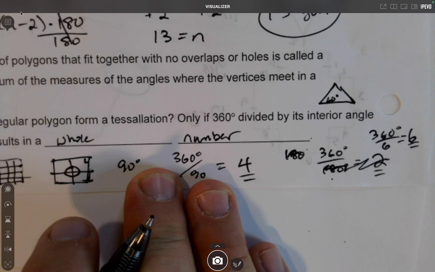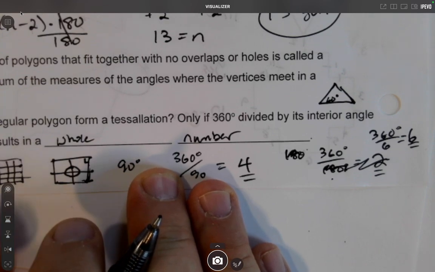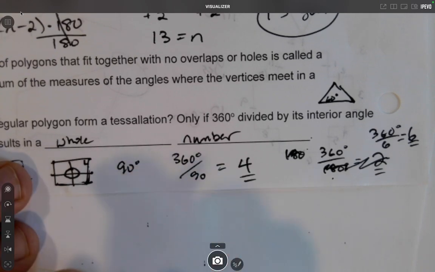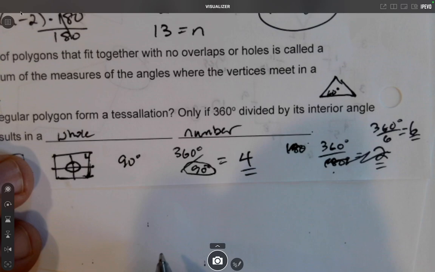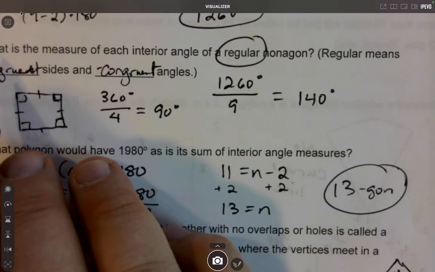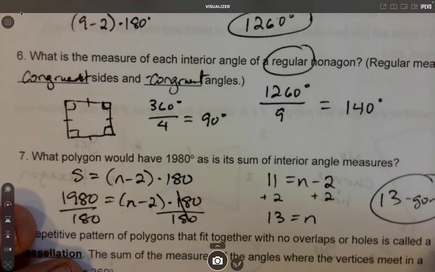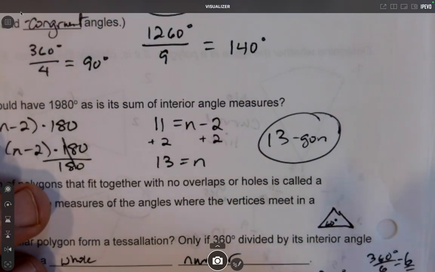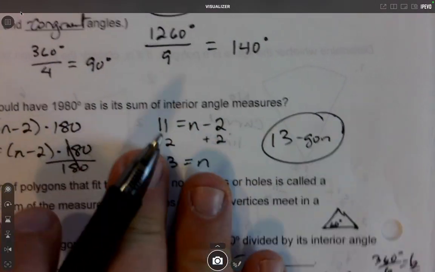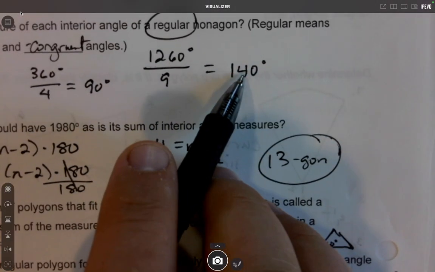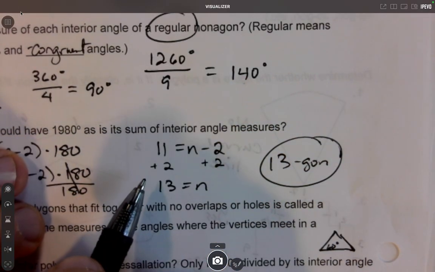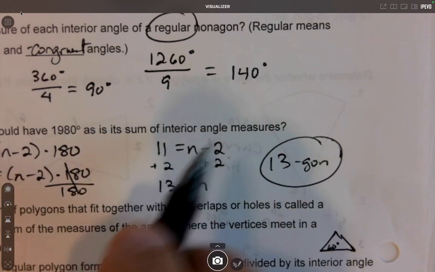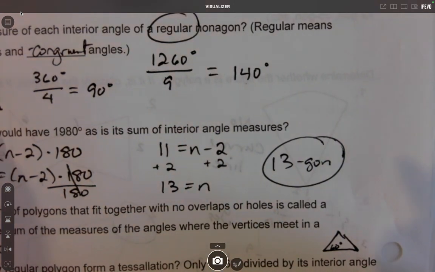So if they ask you on the homework or a quiz or a test, can this form a tessellation? You've got to figure out what each interior angle will equal, just like we did up in number 6. Then do 360 divided by that number. So let's actually go back to number 6. This would be another good check. So we know that the nonagon, the 9-sided polygon, is 140 degrees for each angle.